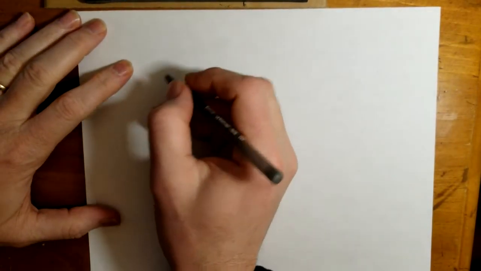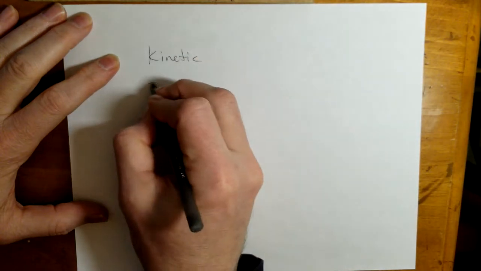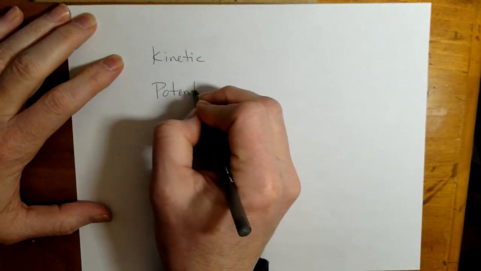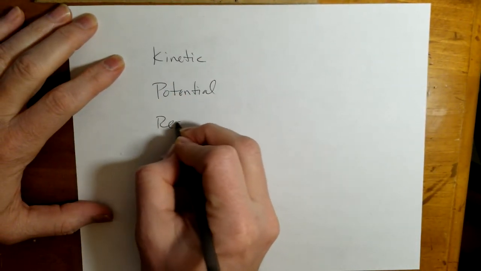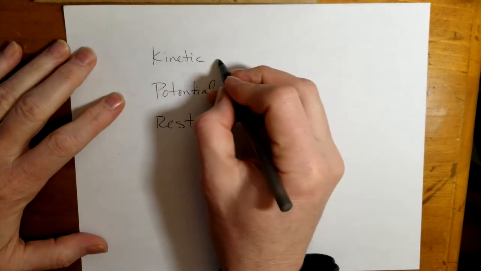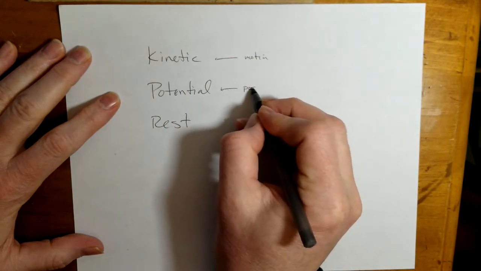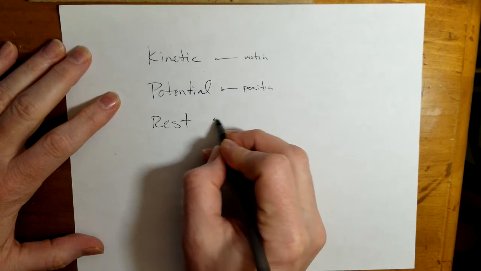Just a brief comment about some energies here. We've talked about energy, and we talked about the fact that there's kinetic energy and potential energy, and then rest energy. To sort of describe, this is the energy of motion, energy of position, and energy of mass.